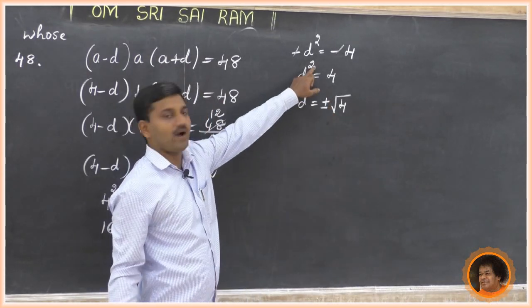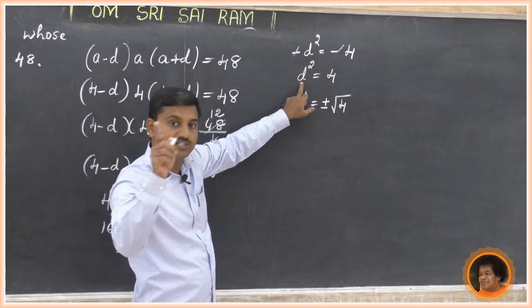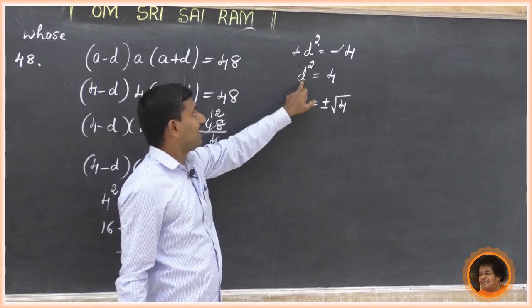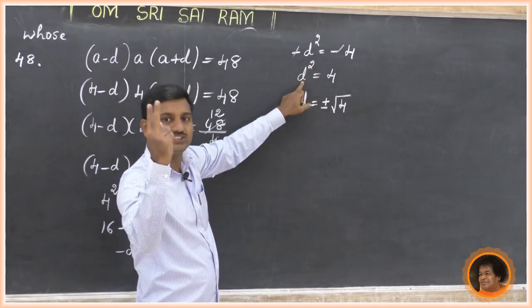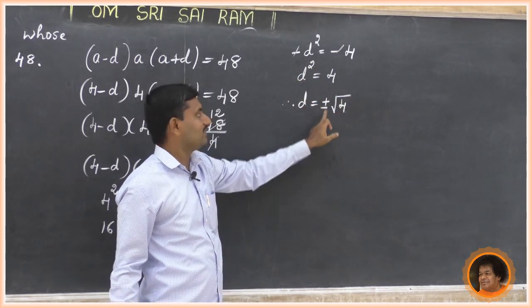Because d square, the highest power is 2, it is a quadratic equation. So d square has 2 roots. If the highest power or the degree is 2, it has 2 roots or solutions. One is a plus root, another one is a minus root.